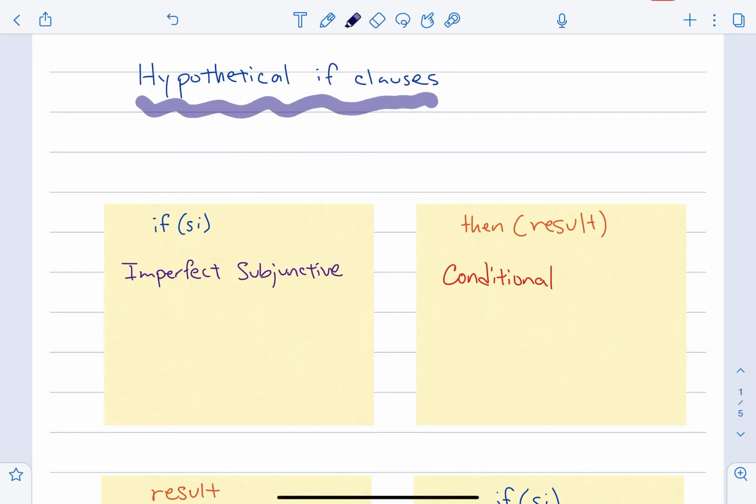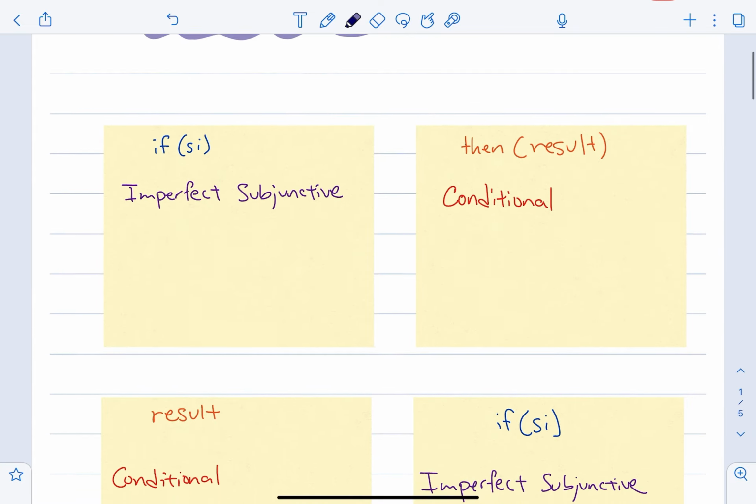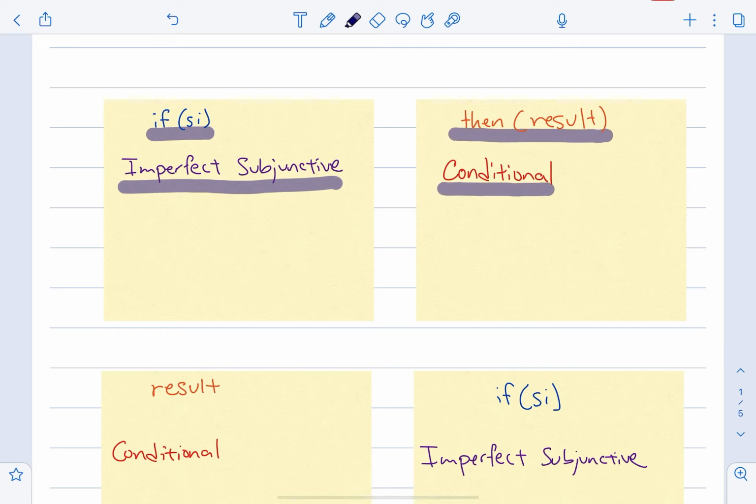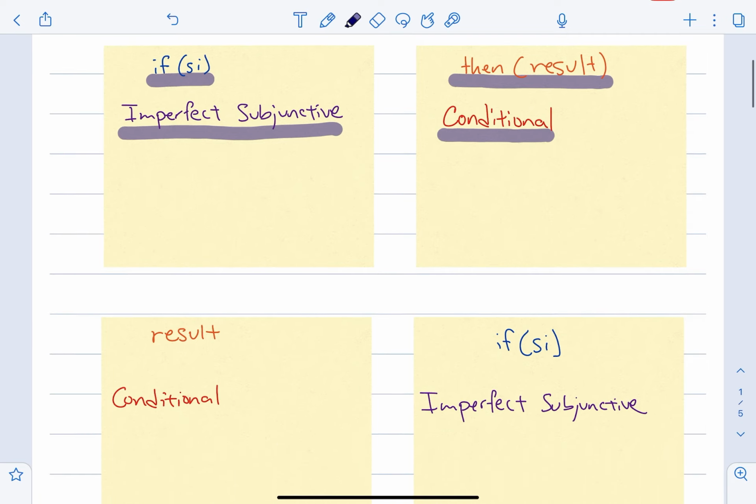This video is called Hypothetical If Clauses. This is a combination sentence using two different tenses to express hypothetical if clauses, situations that are hypothetical. If this were to happen, then this would be the result. You form hypothetical if clauses by using the imperfect subjunctive in the part of the sentence that has the if clause and the conditional in the part of the sentence that has the result. You can also reverse the order of the sentence.